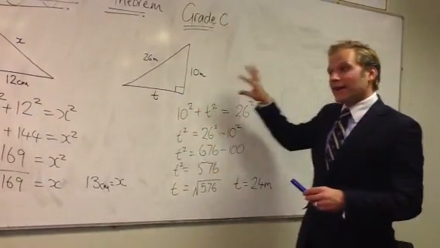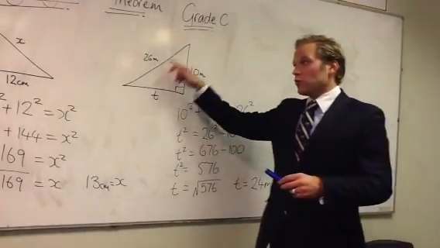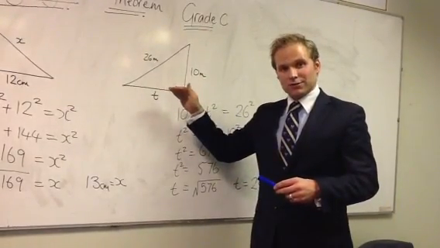That is the other way to work out Pythagoras, when you know the long side and you're trying to find one of the shorter sides.